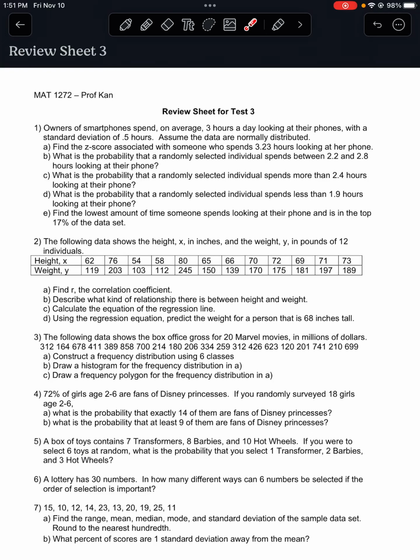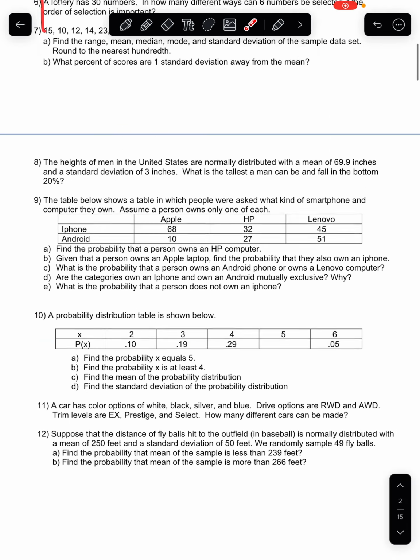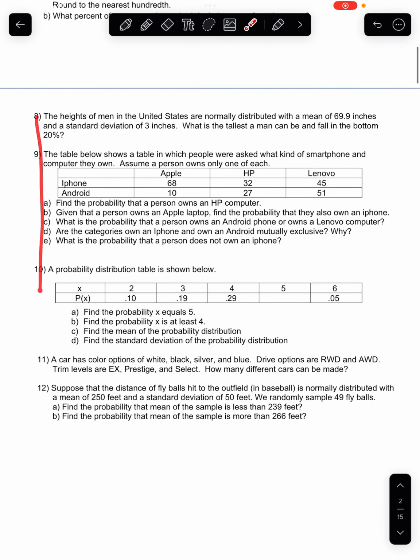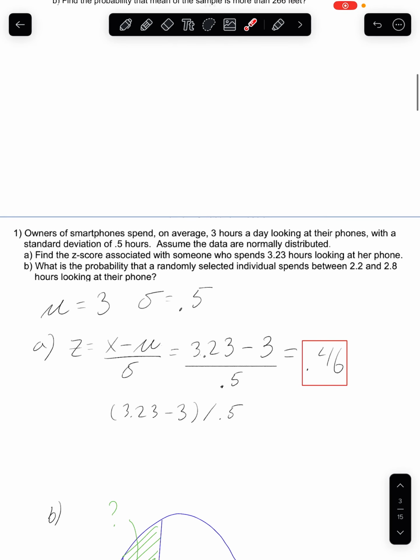This is the review sheet for statistics, MAT 1272, review sheet number 3. We've got questions 1 through 7 on page 1, questions 8 through 12 on the second page. Let's start with number 1.